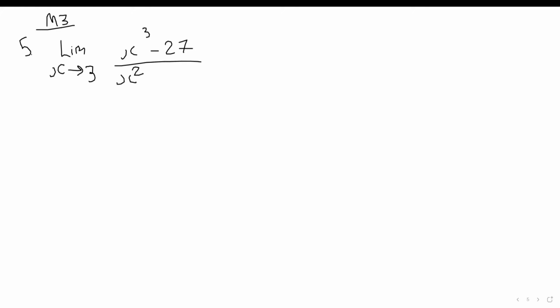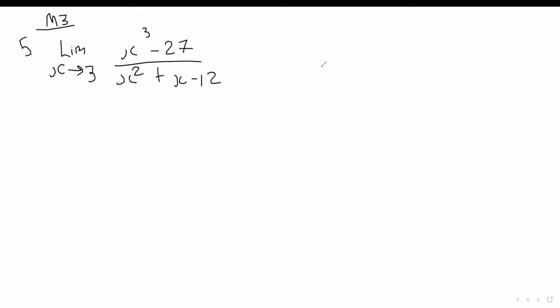So this is module 3 now. We can write module 3. This is question 5. And they want us to evaluate the limit as x approaches 3 of x cubed minus 27 over, this is now x squared, this is x squared plus x minus 12. So this is what they want.